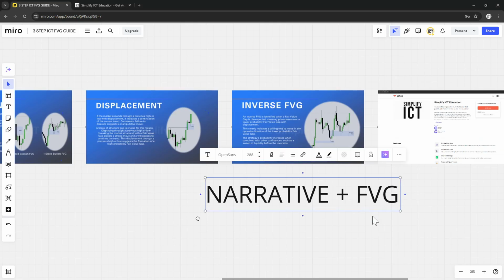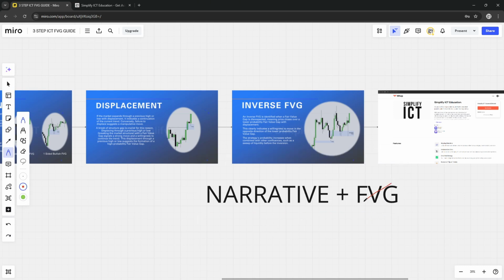Narrative plus fair value gap. You might hear me saying sometimes we have an order block plus a fair value gap. We have a low plus a fair value gap. Regardless, we want narrative plus the fair value gap. The fair value gap itself is useless if you don't know how to trade it.